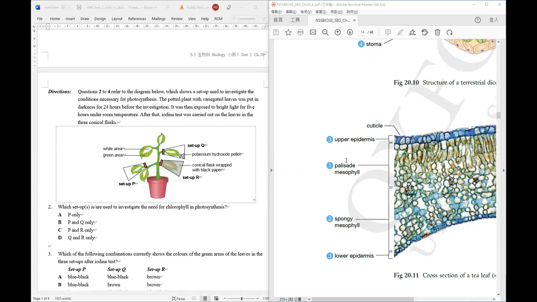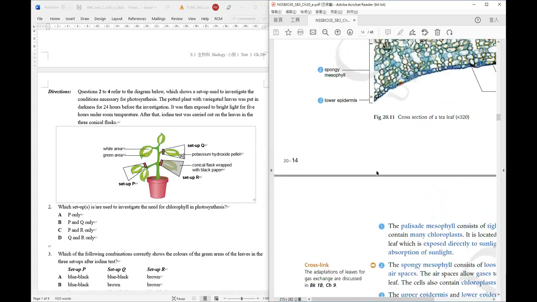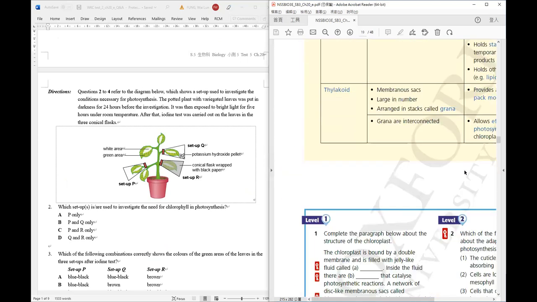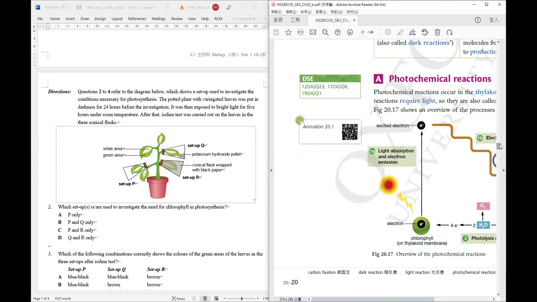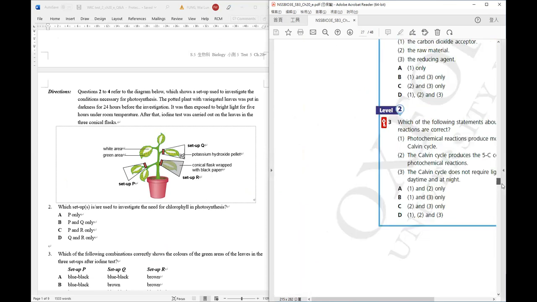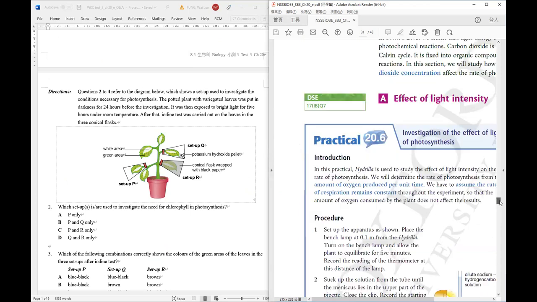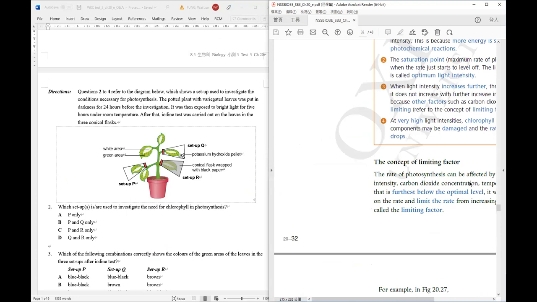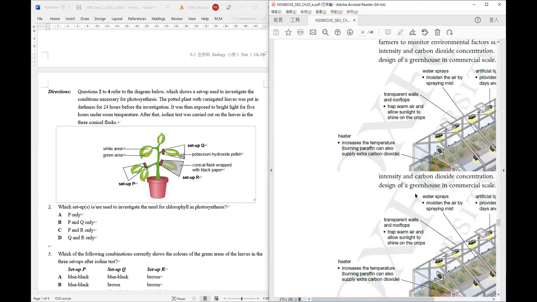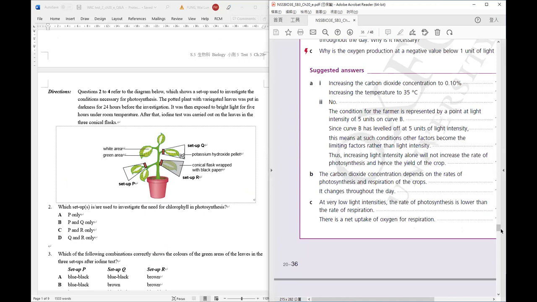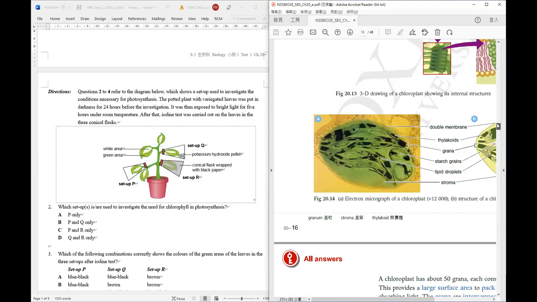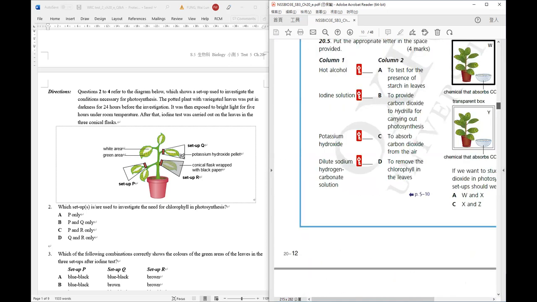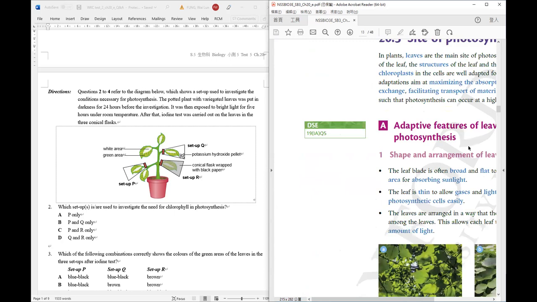Question 2. Question 2 refers to the conditions necessary for photosynthesis. Okay. Necessary factors for photosynthesis. What are the factors? You should be able to remember that it requires carbon dioxide, it requires water and light and chlorophyll. Okay.